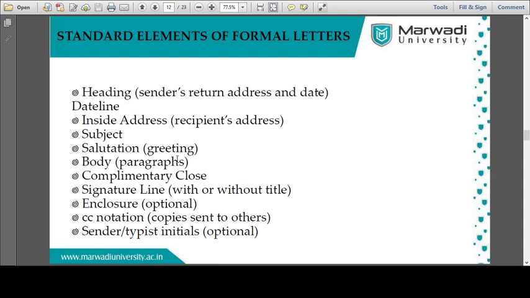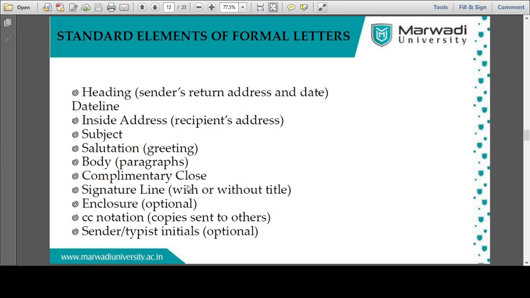Next one is the inside address. This part of the letter identifies the recipient of the letter and is separated from the date by at least one blank line, and immediately follows the addressee's name and title. The next line should contain the name of the company, the street address or post office box number, and the city and the state or province with the proper postal code or zip code.